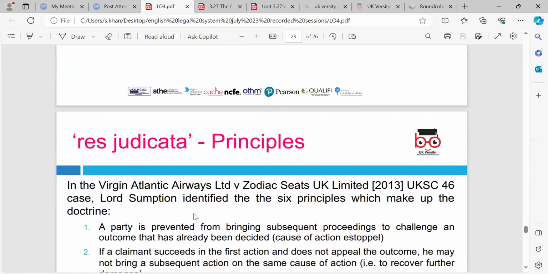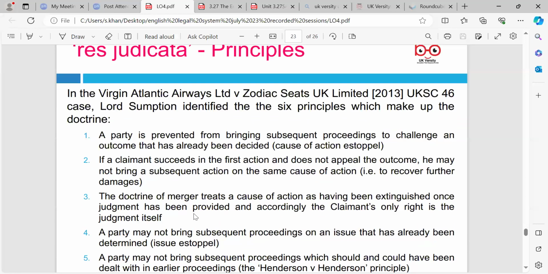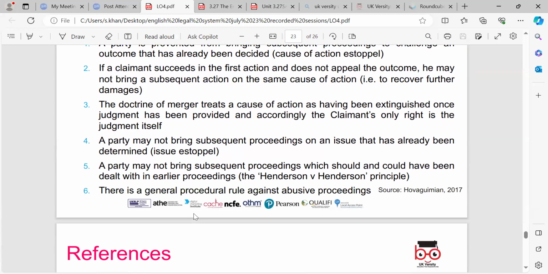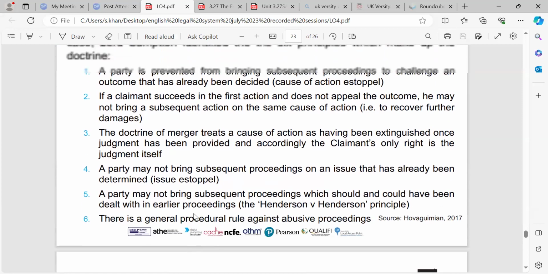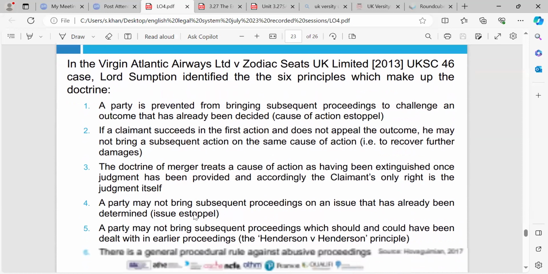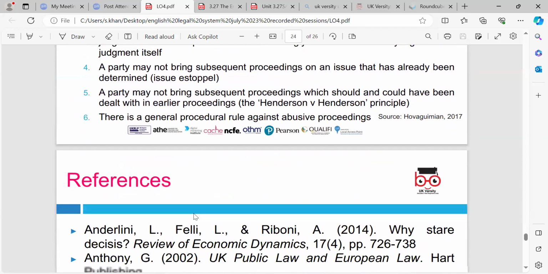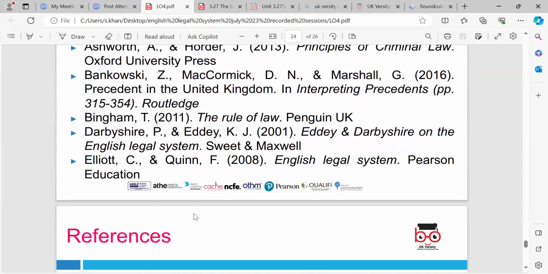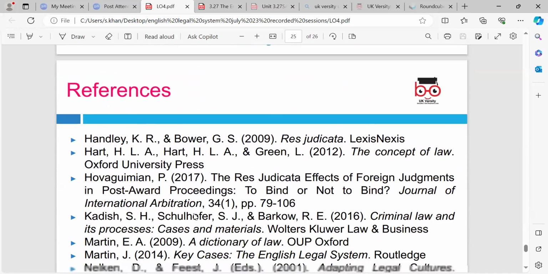We then went on to the principles in regard to Virgin Atlantic Airways and Zodiac Seats UK Limited by Lord Sumption, who identifies 6 principles in this case, and the importance of these principles in regards to making up the doctrine of res judicata. So we went through the 6 principles, and then we finished off learning outcome 4, and these are the references that have been used for learning outcome 4.